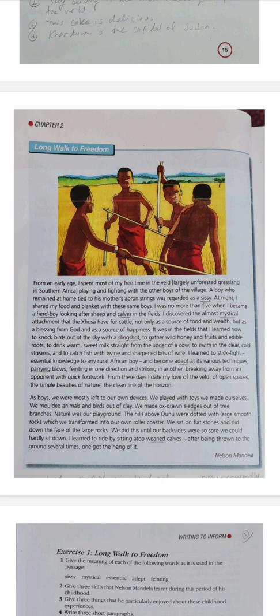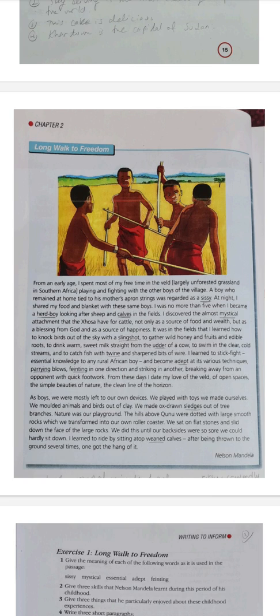I learned to stick fight, essential knowledge to any rural African boy, and became adept at its various techniques. To be adept at something is to become skilled at it. Parrying blows, feinting in one direction and striking in another, breaking away from an opponent with quick footwork. Parrying blows is basically to dodge, like when somebody tries to hit you and you dodge it or you stop them from hitting you. Feinting in one direction. When you feint something, you pretend it's not true. So you pretend you're going to strike in a direction and then you strike in another. Breaking away from an opponent with quick footwork.